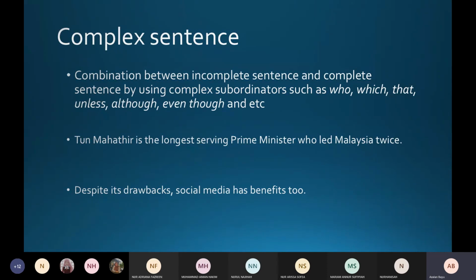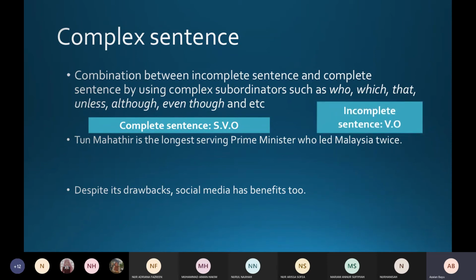Alright, ni adalah contoh ayat yang menggunakan complex. Okay, Tun Mahathir is the longest serving Prime Minister who led Malaysia twice. See, first sentence adalah ayat yang lengkap, which is ada subject, ada verb, ada object. So dia SVO lah, lengkap. And then I gunakan dia punya subordinators, who. Right, ayat lepas who adalah ayat yang tidak lengkap: led Malaysia twice. Dia ada verb, ada object, subject tak ada.